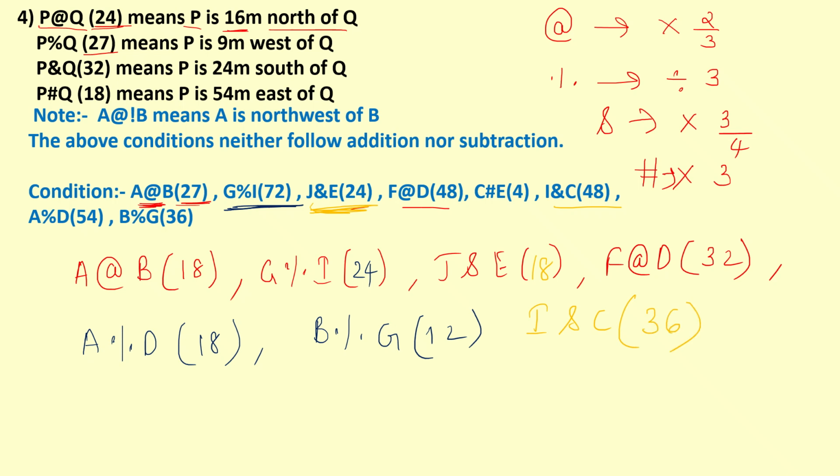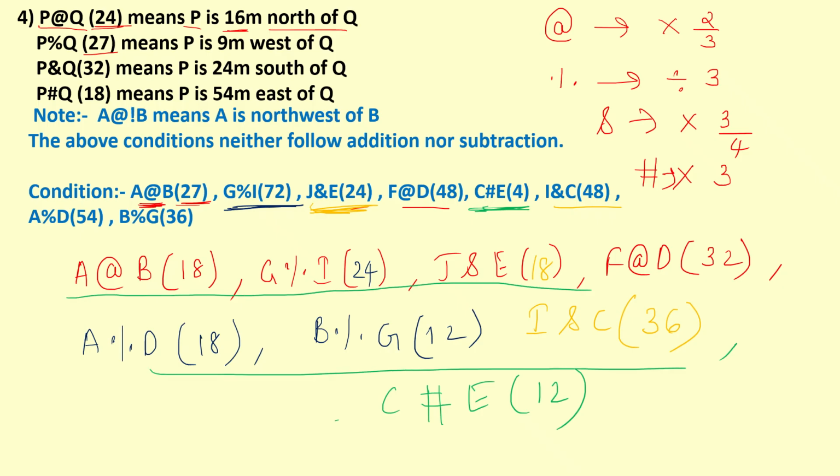Okay. Next, AND is used somewhere? No. And finally, what is left? Hash is left, correct? So hash is here, C hash E, 4. So for hash into 3, you need to multiply. So C hash E will be how much? 4 threes are 12. So this you need to use and draw the diagram, direction as well as the distance. Okay.